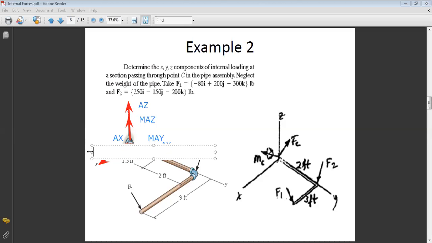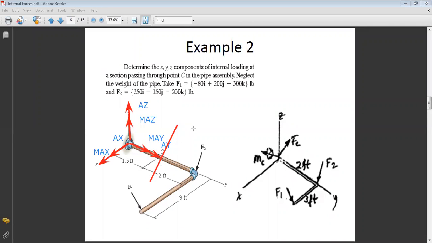Always choose the part that is easier, for which you need to do less calculations. So this is why we will take this part now. So no need to find the reaction at A. I will do just the cut at C, and I will keep this part only, the second part.